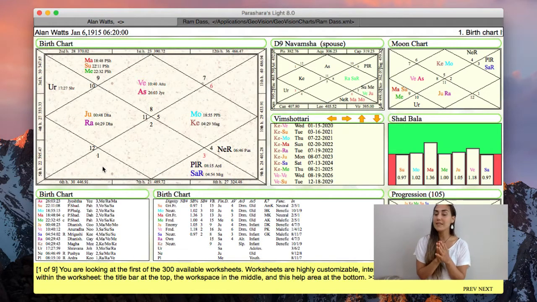So just once again, you always count the house that the planet is in. So if Jupiter has the 5th aspect, it's 1, 2, 3, 4, 5. Okay, and one more final time. Jupiter aspects houses 5, 7, and 9. Rahu and Ketu aspect 5, 7, and 9. Saturn aspects 3, 7, and 10. Mars is 4, 7, and 8.